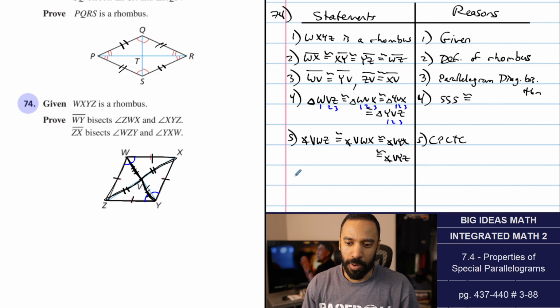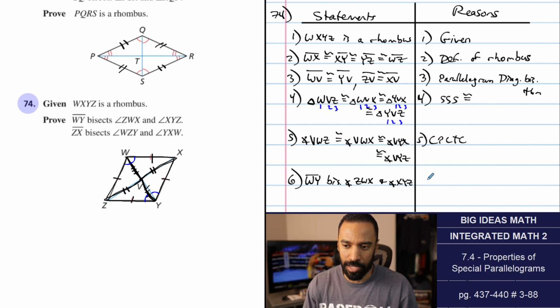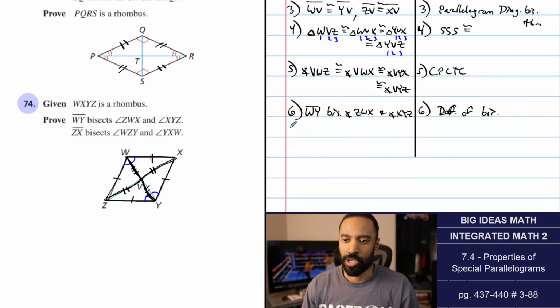Because those parts correspond and are congruent, that means that WY bisects those angles by definition of angle bisector. Bisects angle ZWX and angle XYZ by definition of bisector. And then it's going to be the same for all the other ones. It's just going to be a lot to write. So 7.